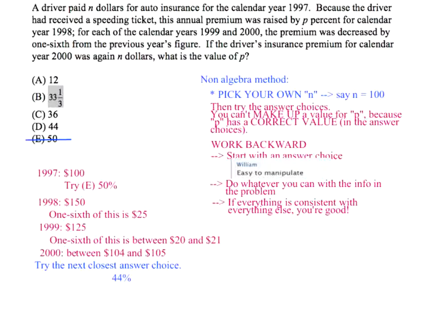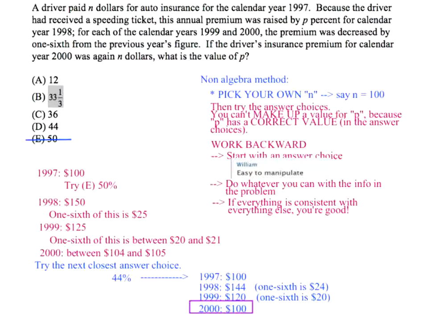So if it's 44%, I mean, that's not super great. But 1997, $100. Then you add 44% of that, which is $144. So 1/6 of $144 is $24. Take that away, it's $120. And look at that, 1/6 of this is $20. So, boom, we win.